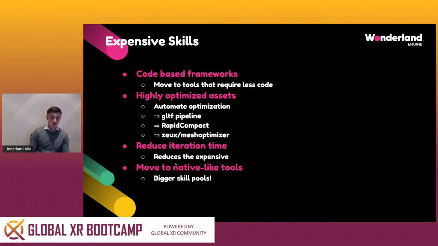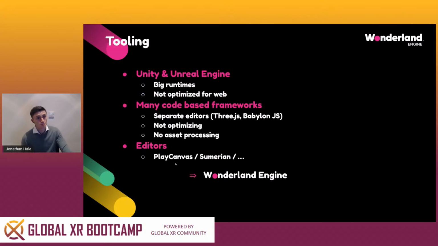Also moving to native-like tools creates bigger skill pools, because engines like Unreal Engine and Unity have huge skill pools. A lot of people know how to use these engines really well. We sadly don't have these tools on the web, though, because tooling is actually a very big problem of WebXR. Unity and Unreal Engine both have very big runtimes. They are insanely optimized for so many platforms, but the web is just so different from native platforms that they have not optimized it for the web.